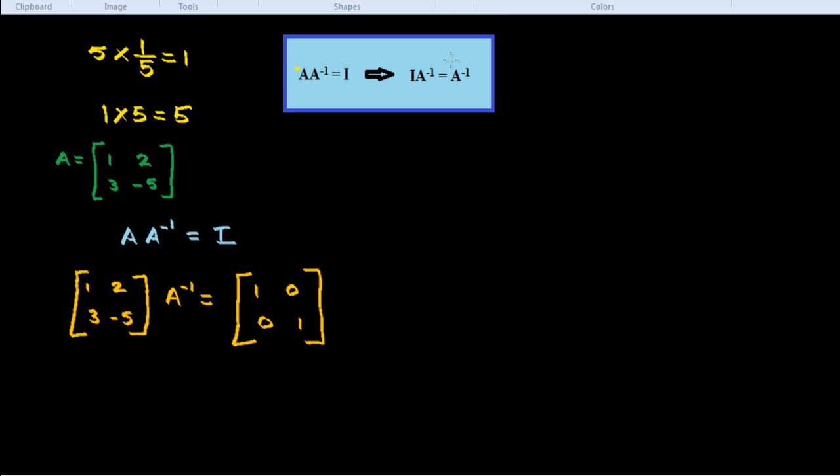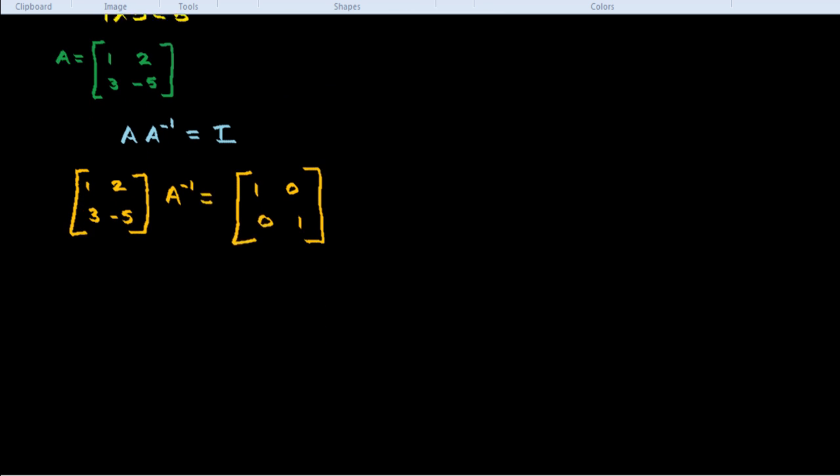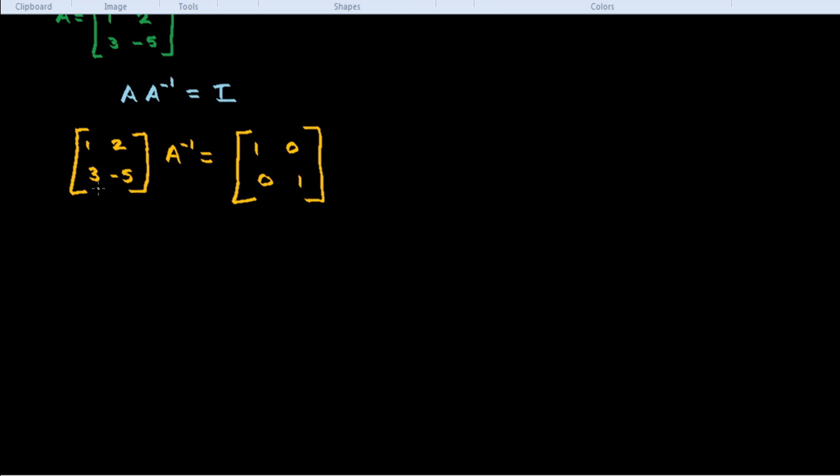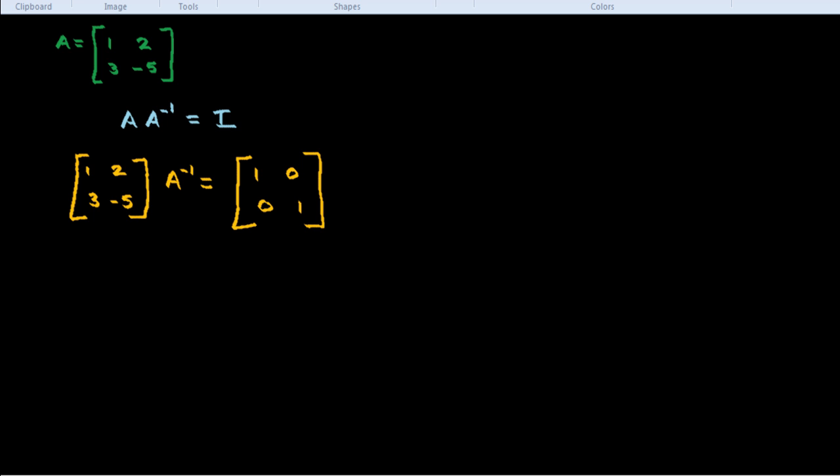Now we have to convert this matrix A into the identity matrix. Look at this. The first element should be 1. There is already 1 here, so we don't have to operate anything. Now we have to make the second row's first element, this 3, equal to 0.